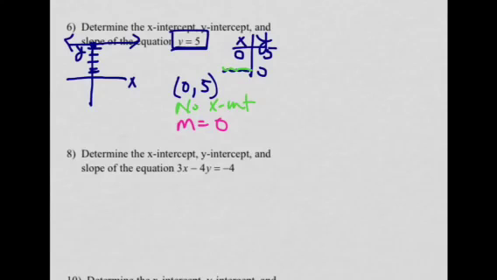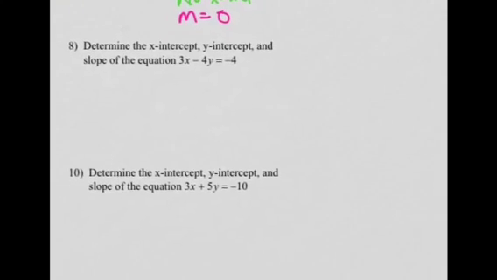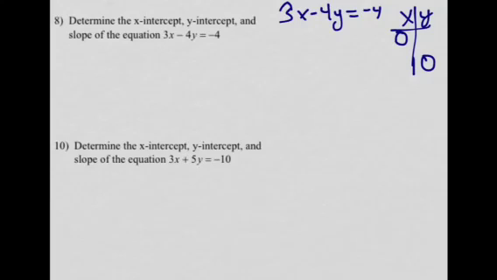And let's do one more equation. Okay, let's do one more example. Same thing, x-intercept, y-intercept, and the slope of the equation. Okay, so we have 3x minus 4y equals negative 4. And I'm going to go ahead and make my x and y t-chart, my little graphic organizer. So I'm going to let x equal 0, and then later on I'll let y equal 0. So I go ahead and I'm going to let x equal 0.